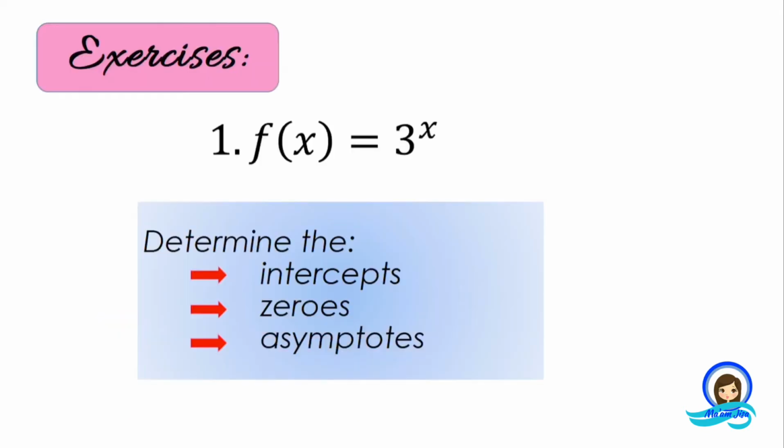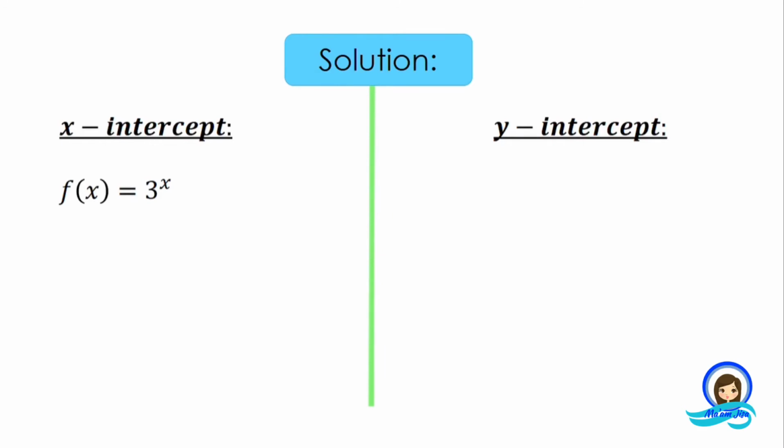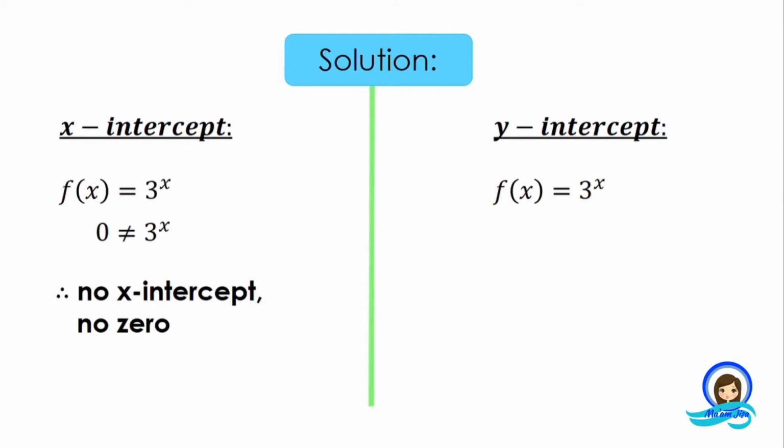Let's have some exercises. We only need to determine the intercepts, zeros, and asymptotes. Let us start with the first one. f(x) = 3^x. To determine its x-intercept, replace f(x) with 0 and then solve for x. Since we cannot find any value that can make the function 0, there is no x-intercept, and also no zero.